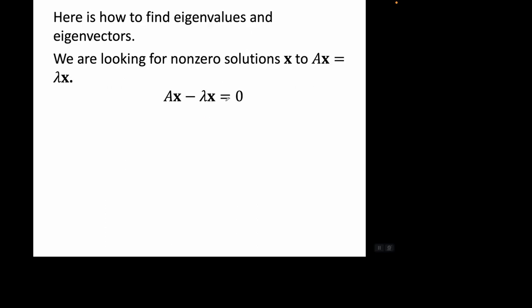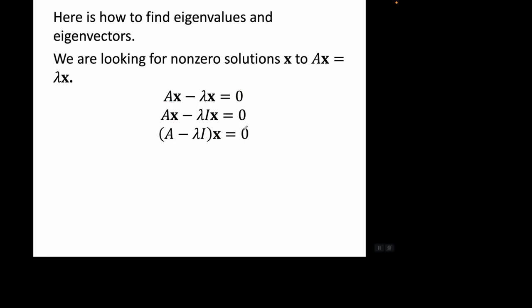Here's how to find eigenvalues and eigenvectors. We're looking for non-zero solutions x to Ax = λx. Let's get everything on one side. It is so tempting to factor out x and say, okay, so now we've got (A - λ) times x equals 0, but that's wrong. That makes no sense at all, because you can't have A minus λ. A is a matrix, λ is a scalar. It's a constant. You just can't do that.